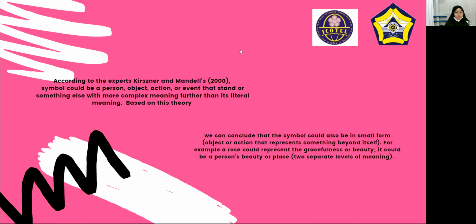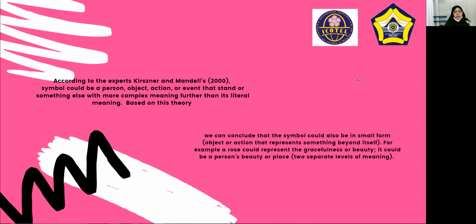According to the experts Kirchner and Mendel in 2000, a symbol is something that could be a person, object, action, or even a scent, with more complex meaning than its literal meaning. Based on the theory, we can conclude that a symbol could be a small object or action that represents something beyond itself. For example, a rose could represent gracefulness or beauty. It could also be a person or place. So there are two separate levels of meaning.